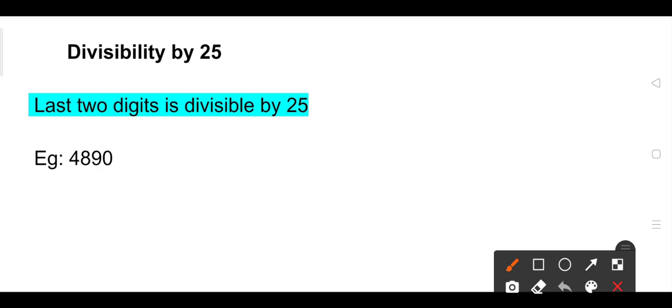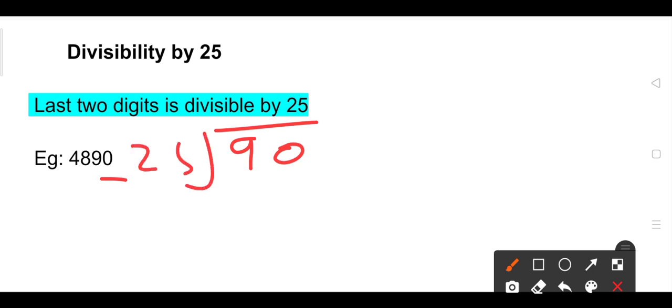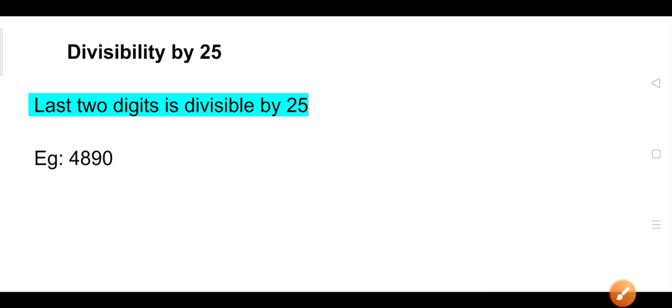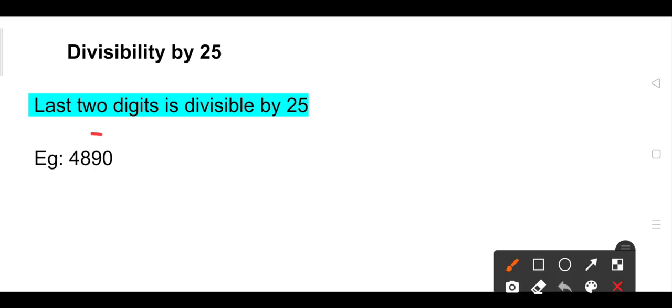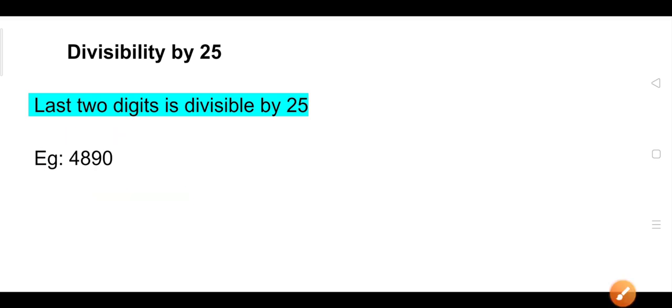Now divisibility rule by 25 says you have to check the last two digits and it should be divisible by 25. Last two digits here are 90. And if you divide 90 by 25, no, we cannot divide it. We will not get remainder 0. The answer is in decimal and we want remainder 0. It means 90 is not divisible by 25. So this number is also not divisible by 25. Okay. I hope this is clear to you.